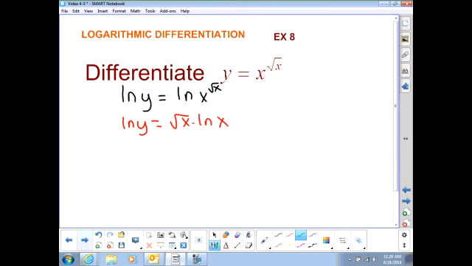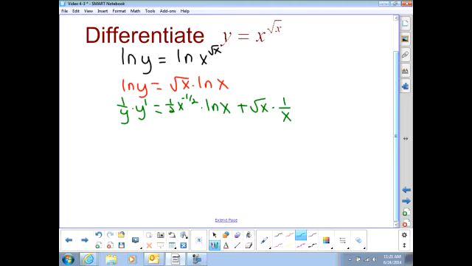Now take the derivative. We'll have 1 over y times y prime on the left side. On the right side, we've got to use the product rule. Keep in mind, x square root of x is really x to the 1/2. So we'll do derivative of the first part. We'll get 1/2 x to the minus 1/2 times regular plus, because it's product rule, regular times derivative. Derivative of natural log is 1 over x.